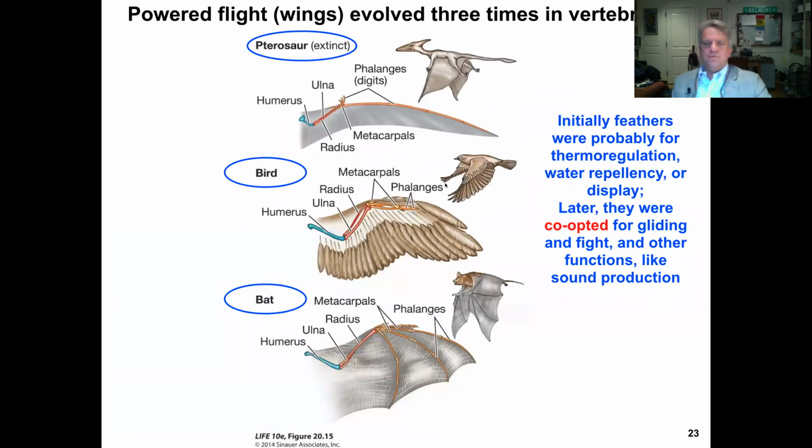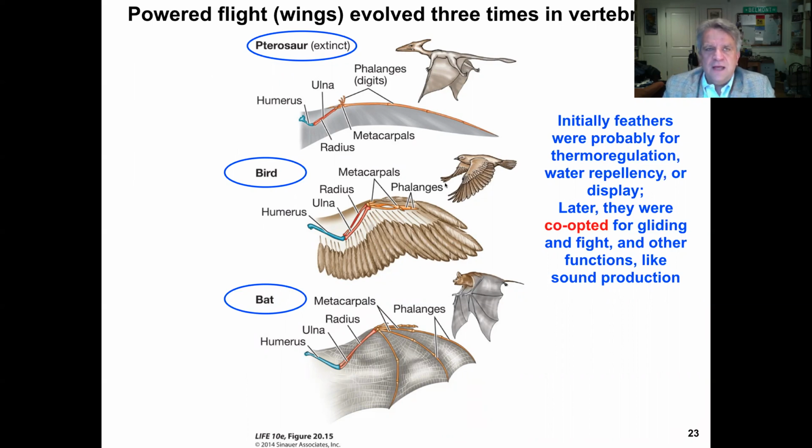Now, with regard to flight, flight has evolved 3 times. Powered flight, wings have evolved 3 times in vertebrates. We see it in the pterosaurs, which are an extinct group, and we'll talk in a minute about pterosaurs. We see it in birds, and we see it in bats, in mammals.